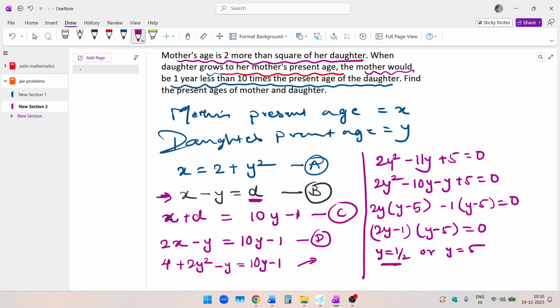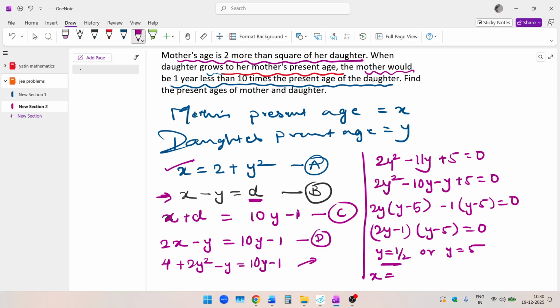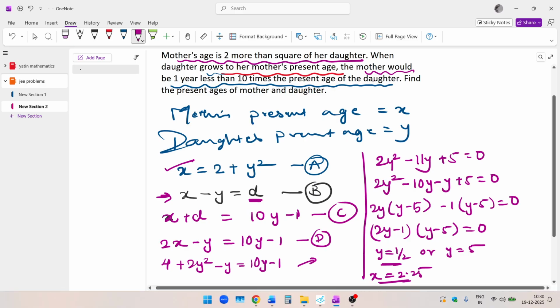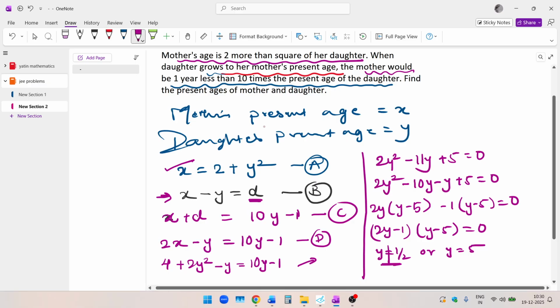If y is equal to half, then x will be equal to, let's put this value of y in equation A. You will get 1 by 4 plus 2. It's 2.25. Mother's age cannot be 2.25, so this is impossible. So let's not even try and go over there. This will not give us the answer. So the second condition is true, which is y is equal to 5.